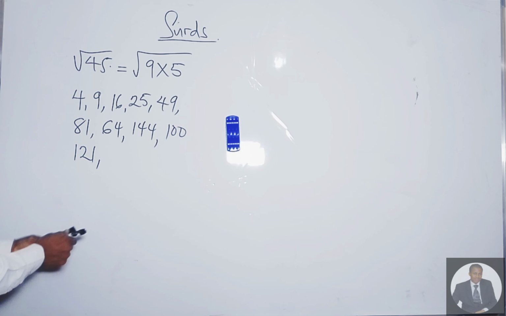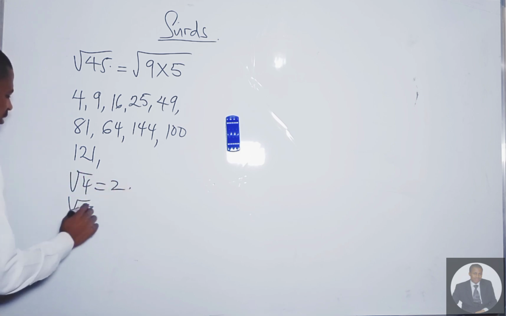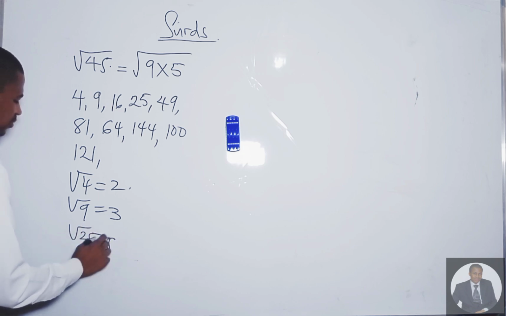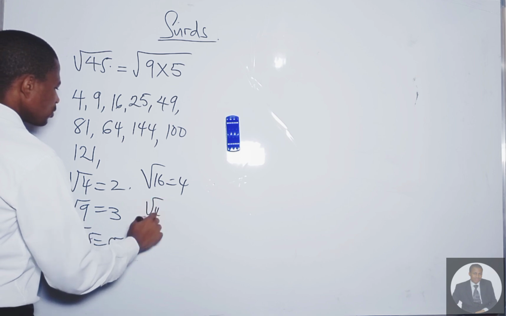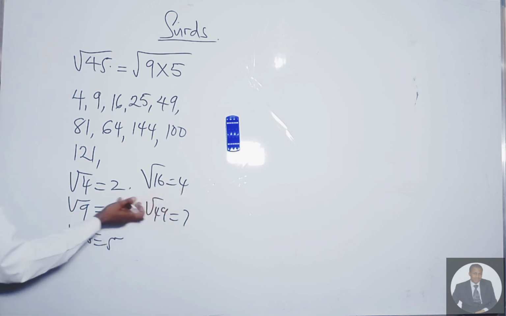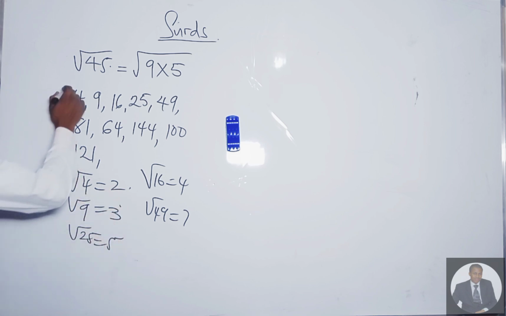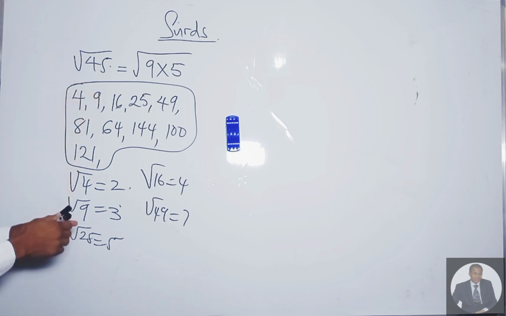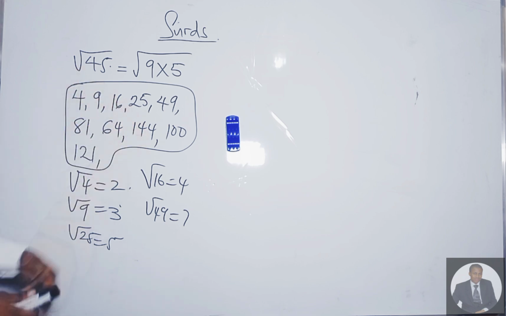For instance, if we find the square root of 4, it gives us 2. The square root of 9 gives us 3. The square root of 25 gives us 5. The square root of 16 gives us 4. The square root of 49 gives us 7. 7 times 7 is 49, 4 times 4 is 16, 2 times 2 is 4, and 3 times 3 is 9. So these are all perfect squares, because when we find a square root, we have an integer, a number without decimal.